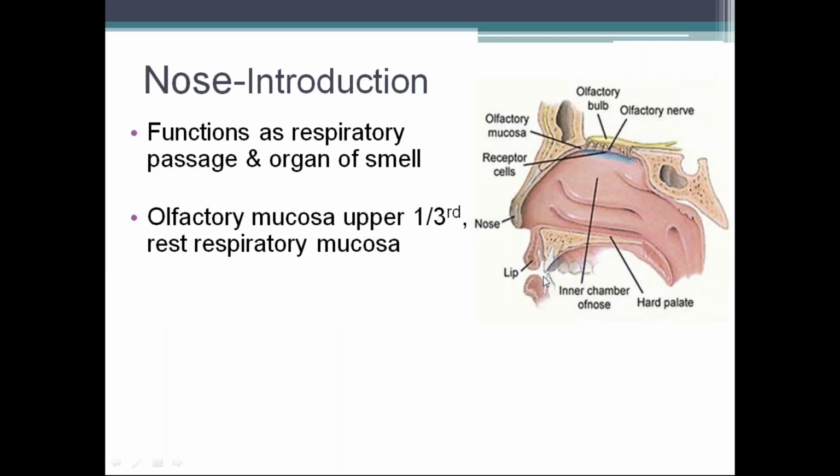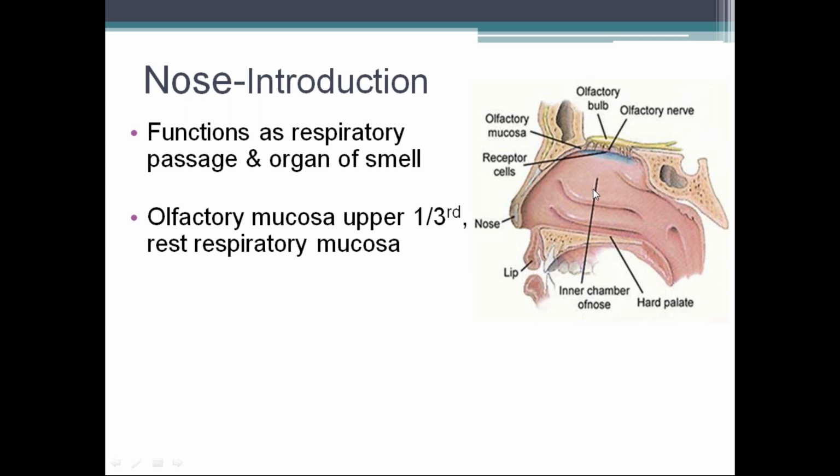Okay, so the nose functions both as a respiratory passage and the organ of smell. Actually, for this organ of smell, the olfactory receptors are mainly located in the olfactory mucosa in the upper one-third of the roof of the nasal cavity. The remaining part is covered by respiratory mucosa.